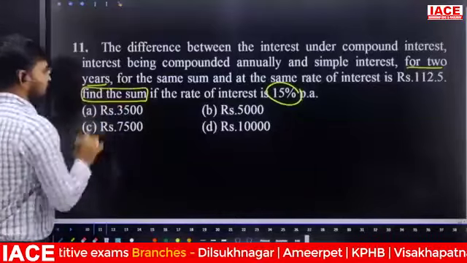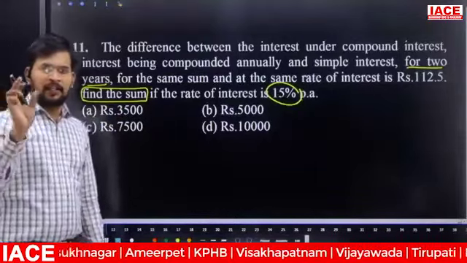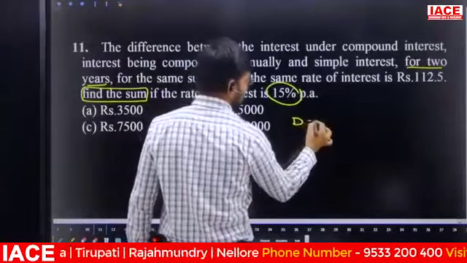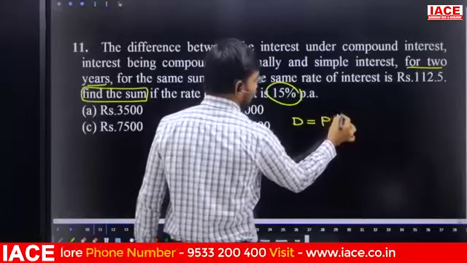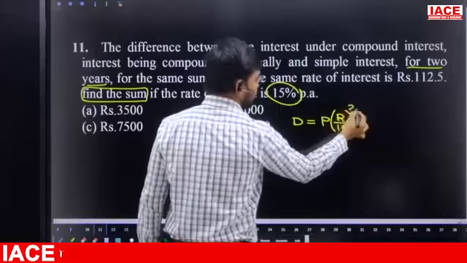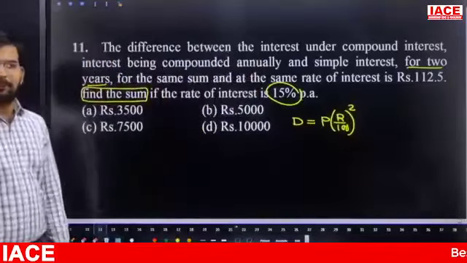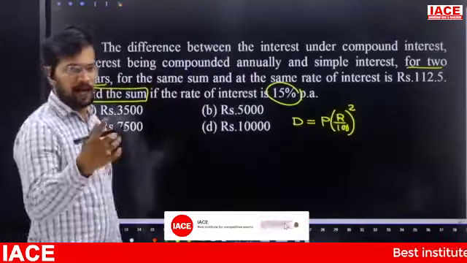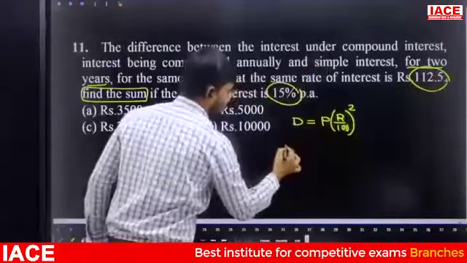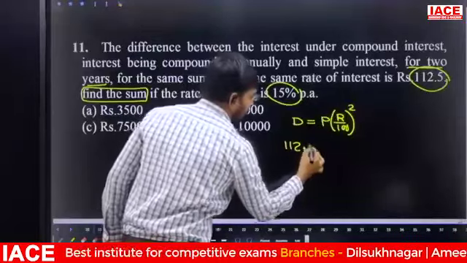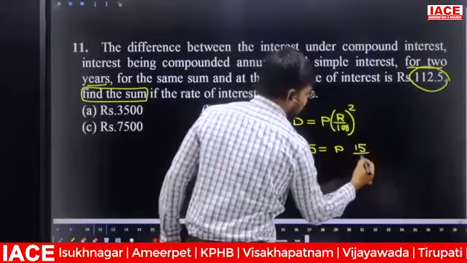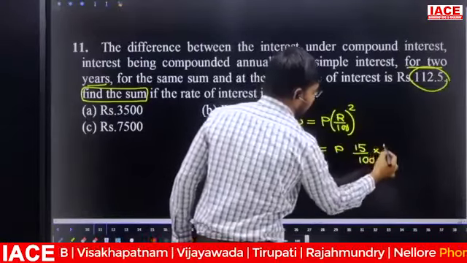So we know very well the difference between the SI and CI for 2 years. What am I? So difference D is equal to P into R by 100 whole square. Yes or not? So this is the difference between the simple interest and compound interest for 2 years. Here difference is how much amma? So difference is 112.5. So I need to find out P. R is how much amma? 15%. So 15 by 100 into 15 by 100 into 15 by 100.